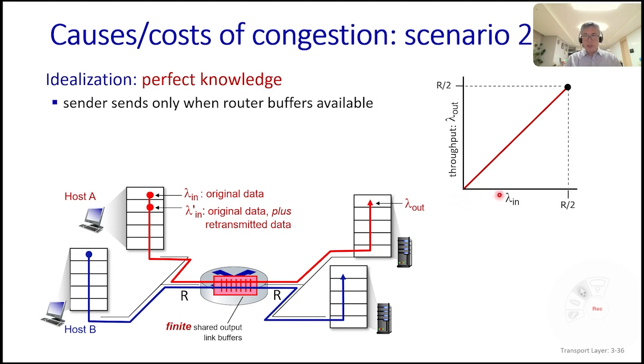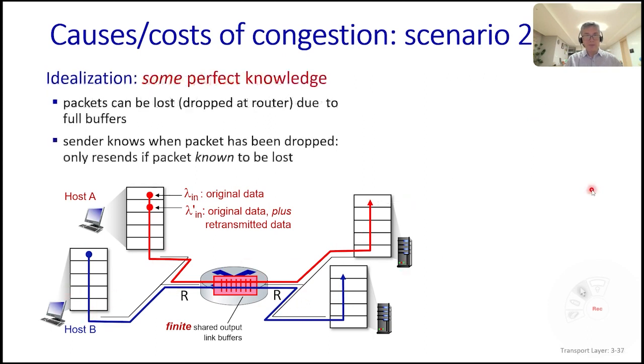In that case, the input rate is lambda in, and the output throughput is lambda out. The case is proportional until R over 2, because the two connections share the link. So packets can be lost, dropped at the router due to buffer fullness, because of this finite buffer.